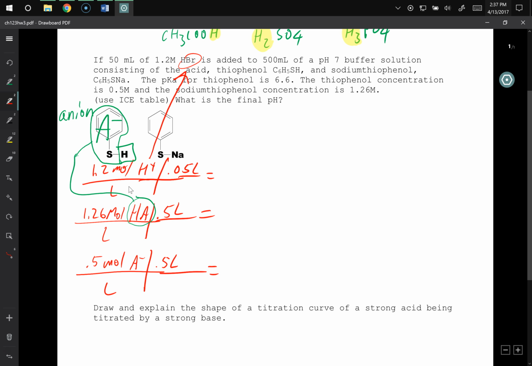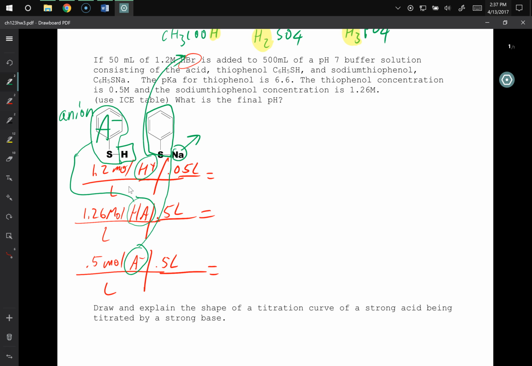Okay, so why is this one just A negative? Because why? That sodium's just going to fall off, correct? What's left behind? An anion. We don't really care what the anion is. It just needs to be an anion, yeah.